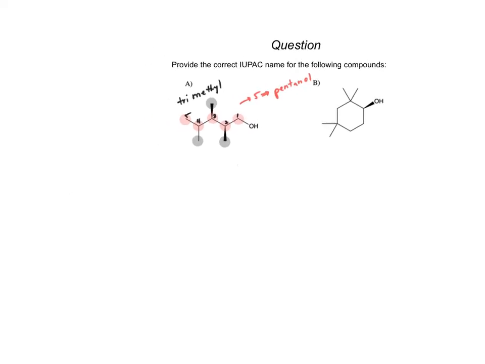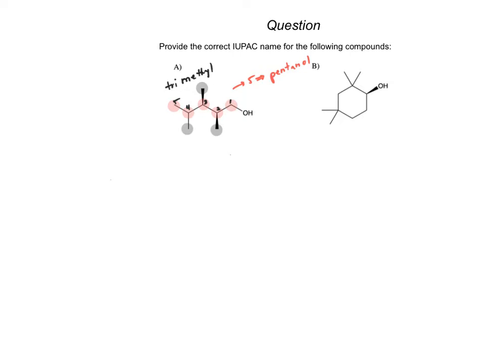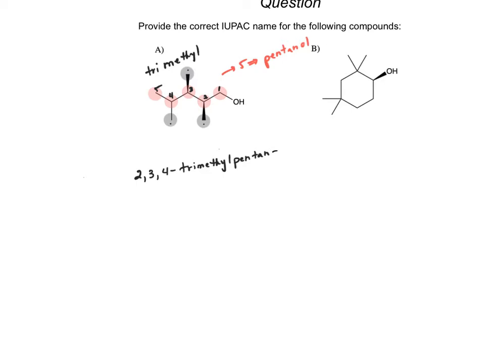And so now we're ready to start assembling. Our substituents are going to come first. We've got a 2, a 3, and a 4. So this is 2, 3, 4, trimethyl. And then we move into our parent. We have pentan, and then we have to specify where the alcohol is. It's at the 1 position, so pentan-1-ol.